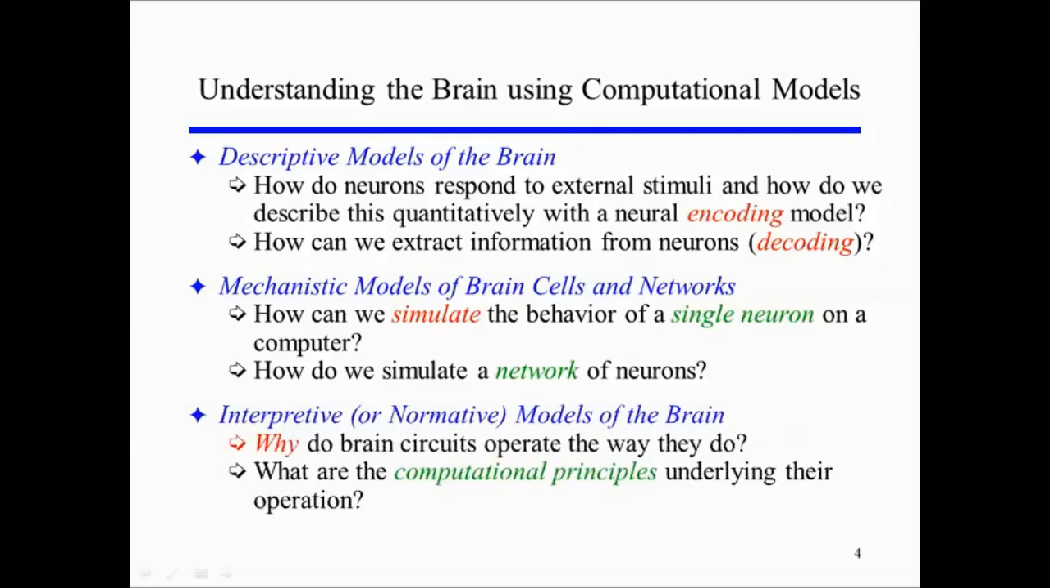The last type of models that we look at are called interpretive or normative models. In this case, we're interested in understanding why brain circuits operate in the way that they do. In other words, we're interested in extracting some computational principles that underlie the function of a particular brain circuit. So we'll look at examples of all of these 3 types of models in the coming weeks.